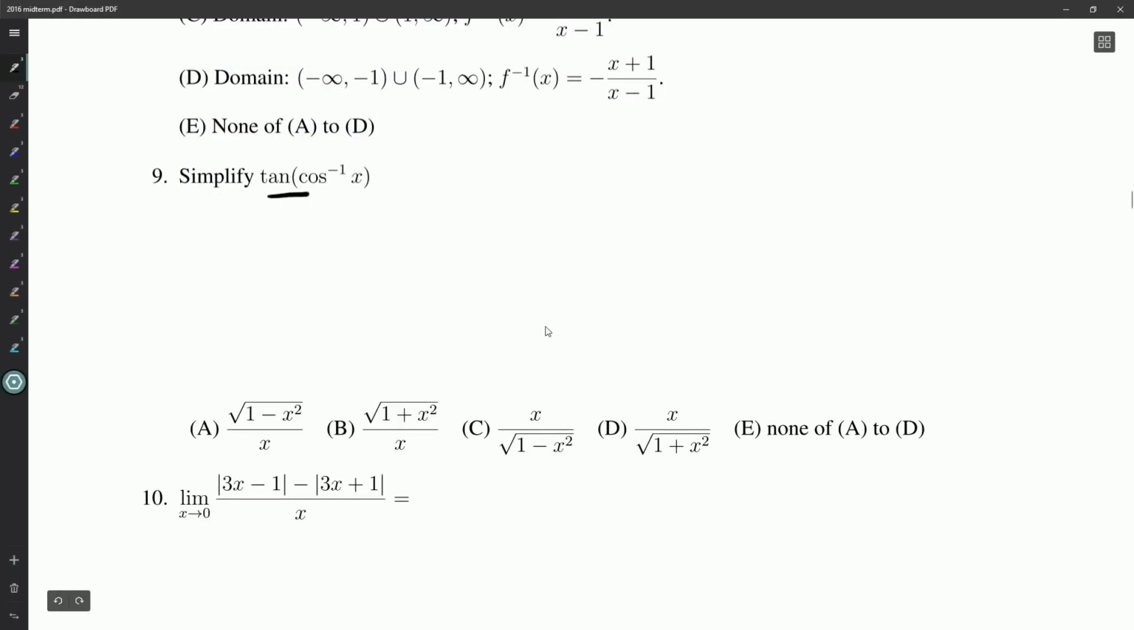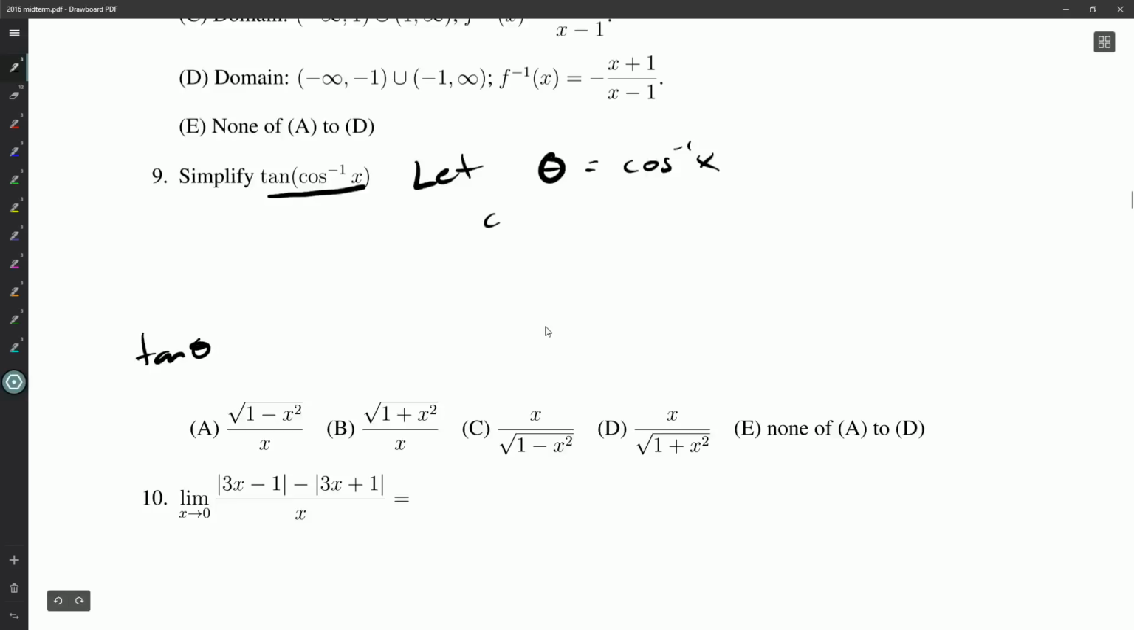Question number 9, simplify tan of cosine inverse of x. Okay, so this one's a little more involved, but it's still a SOHCAHTOA question. We've done a couple of these. First thing I do is I always let theta equal the inside function. It breaks it down into two parts. Really what I'm looking for now is just tan of theta.